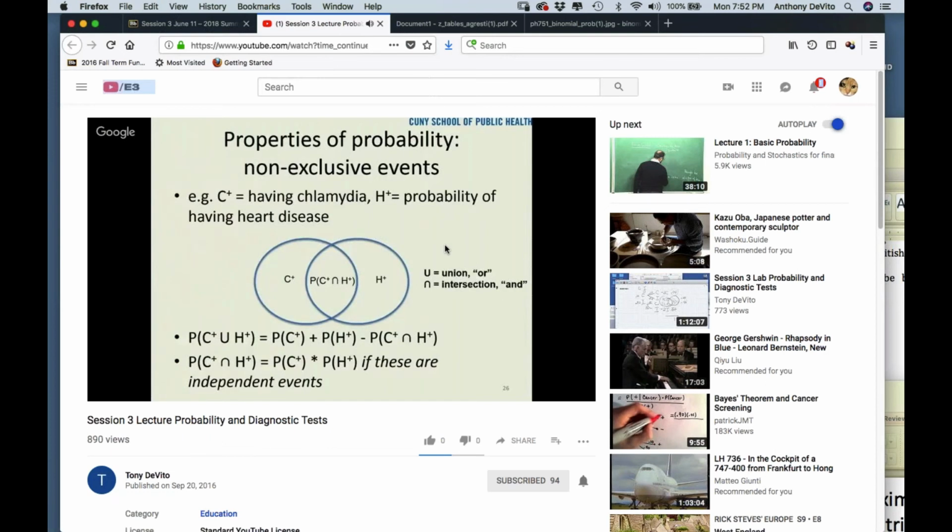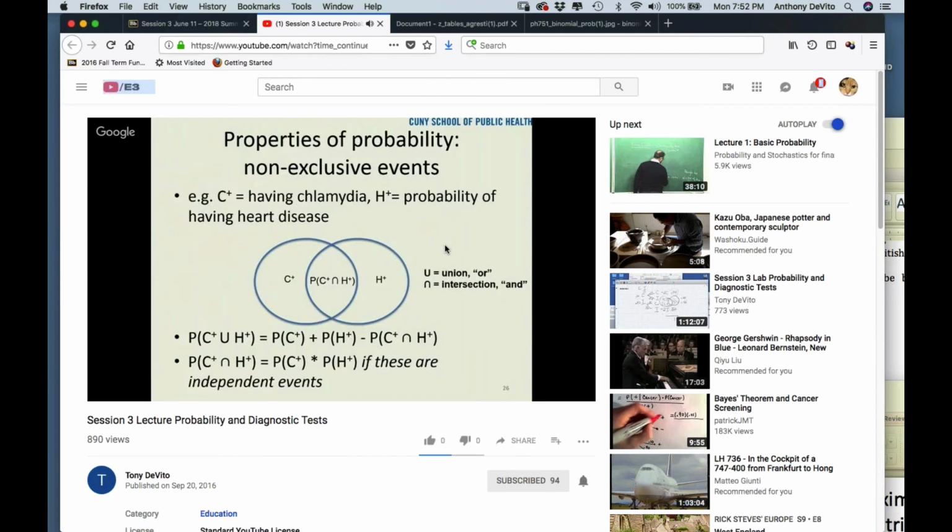You can also write out the intersection as the product of these two probabilities if they are independent. So if having chlamydia and having heart disease are completely independent, having one does not increase or decrease your probability of having the other, then the probability of the intersection of the two events is the product of the two individual probabilities.